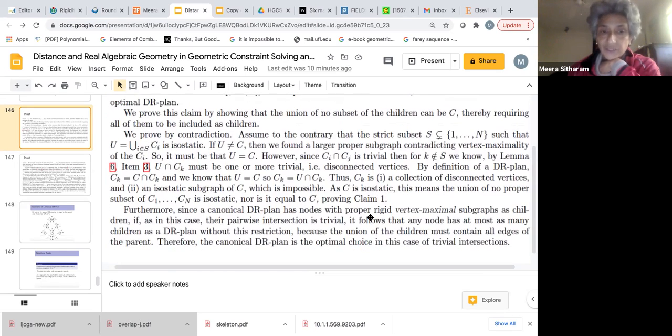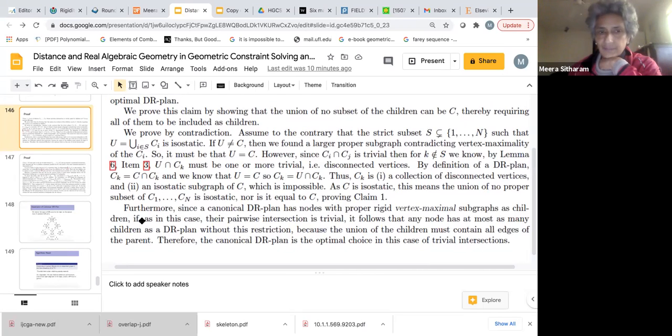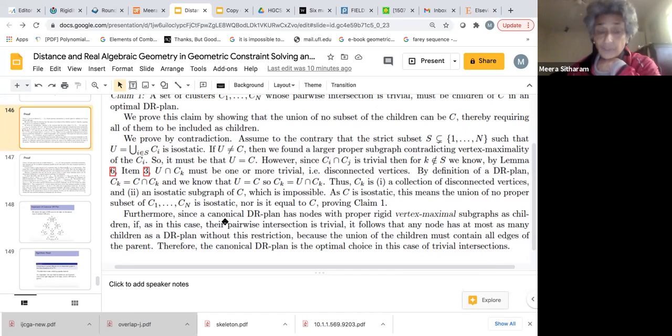Claim one is essentially saying that once you have a set of clusters whose pairwise intersection is trivial, and they're all contained in C, then they must all be children of C in any optimal DR plan with no canonical conditions except for the fact that their union must cover the parent. Furthermore, since canonical DR plans have nodes with proper rigid vertex maximal subgraphs as children, if, as in this case, their pairwise intersection is trivial, it follows that any node has at most as many children as a DR plan without this restriction, because the union of the children must contain all edges of the parent. So that's the union covering thing. Therefore, a canonical DR plan is the optimal choice in the case of trivial intersections.